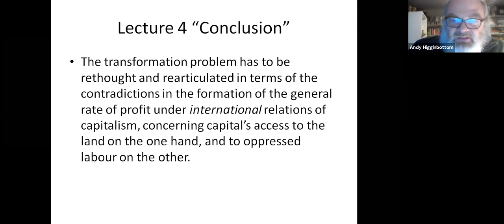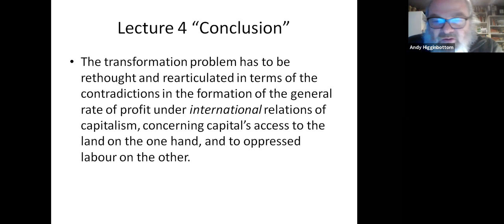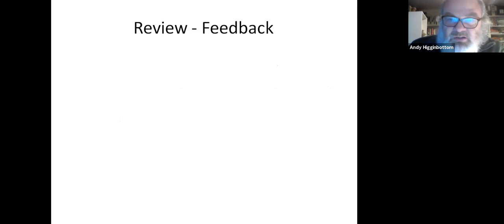And then last time the conclusion was that we do have to rethink, in a fairly rigorous way, the way Marx posed the problem, but to take much more explicitly into account the question of the international relations of capitalism, and in particular capital's access to land and oppressed labor. And that's exactly what I want to start doing with today's session.